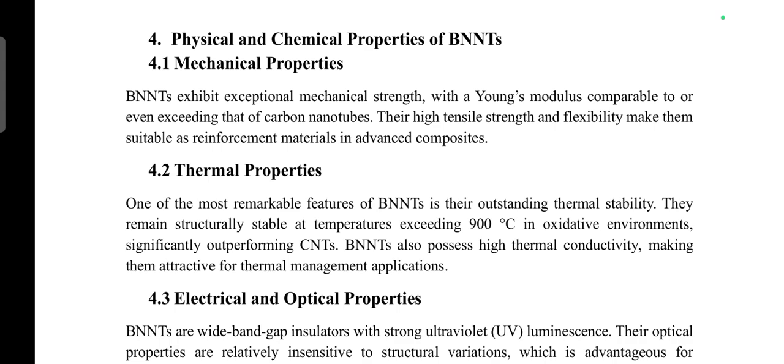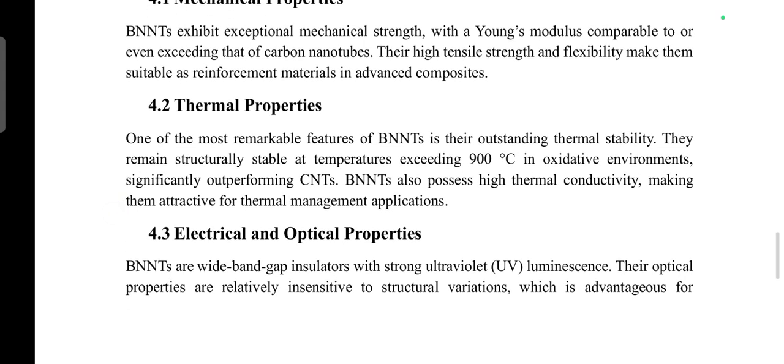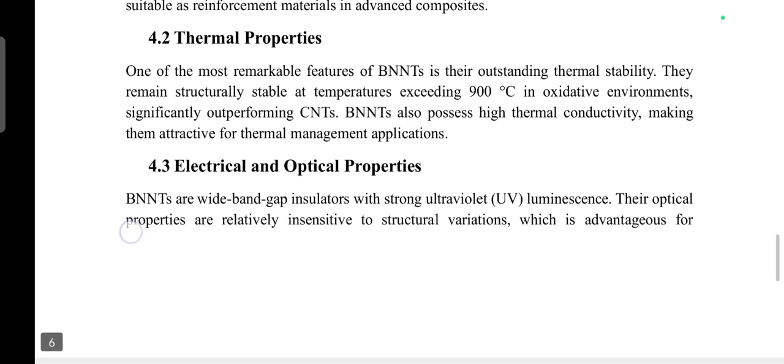Thermal properties. One of the most remarkable features of boron nitride nanotubes is their outstanding thermal stability. They remain structurally stable at temperatures exceeding 900 degrees Celsius in oxidative environments, significantly outperforming carbon nanotubes. Boron nitride nanotubes also possess high thermal conductivity, making them attractive for thermal management applications.